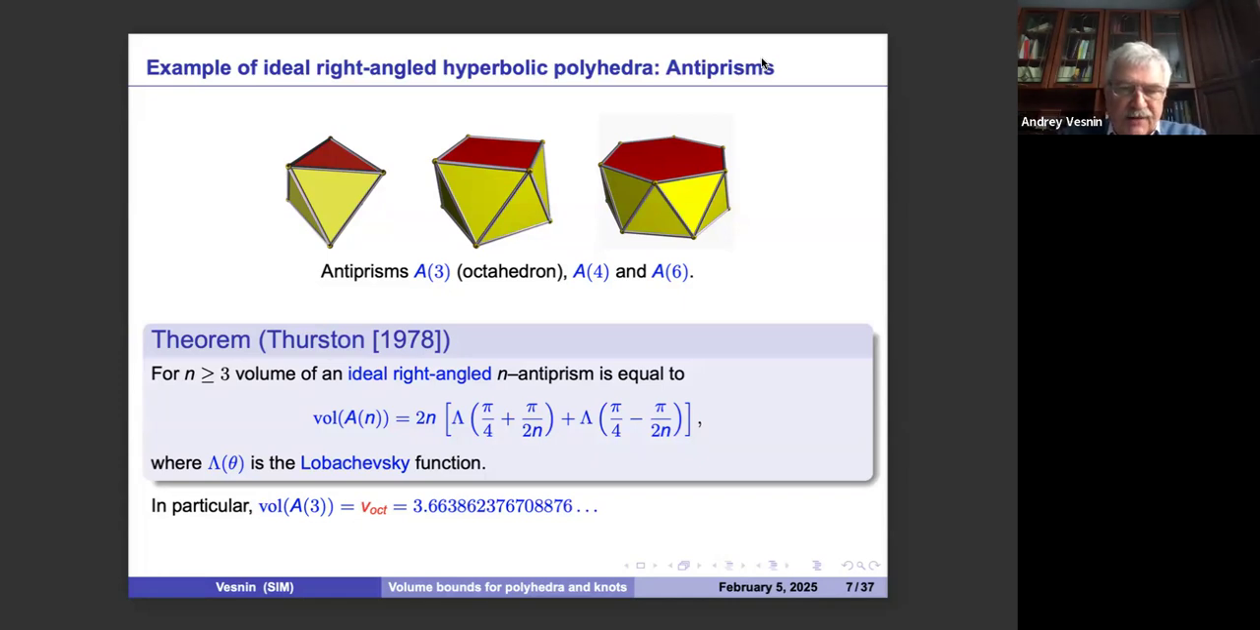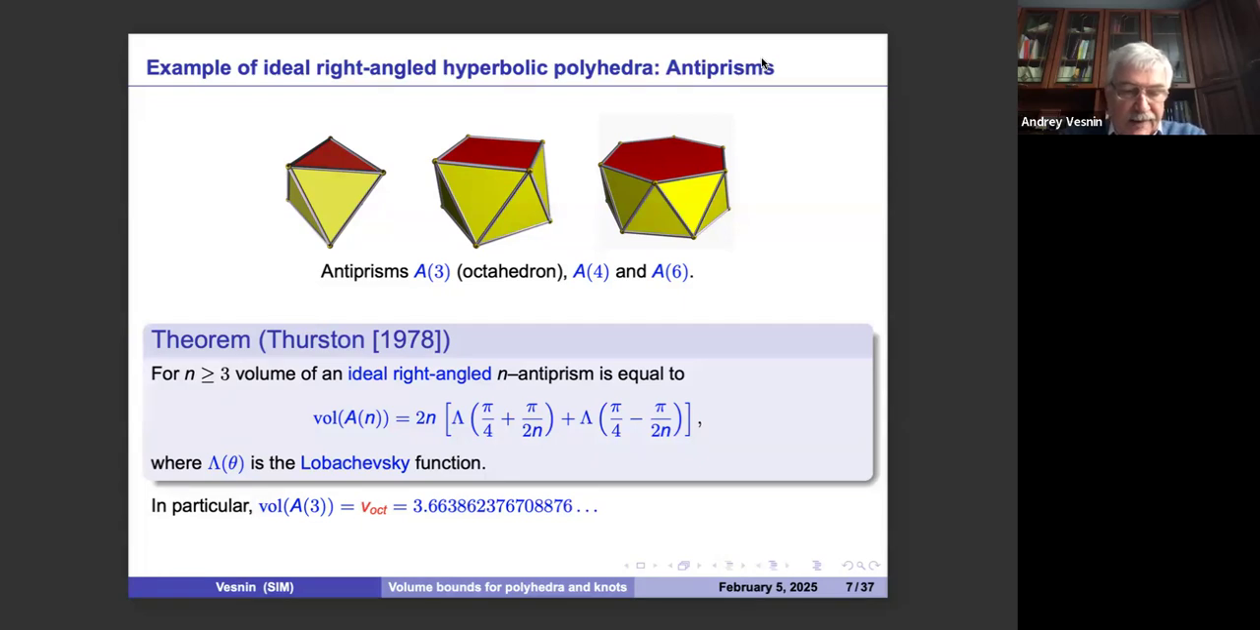So all vertices are four-valent, and if you consider any circuit on the surface, it intersects more than 4 edges if it is not trivial. This family was considered by William Thurston in his famous lecture notes. He constructed some links from link complements from these polyhedra, and he calculated the volume. So the volume of elements of this family can be expressed according to the formula presented here. If you have the n-antiprism, you use the Lobachevsky function to find the volume.